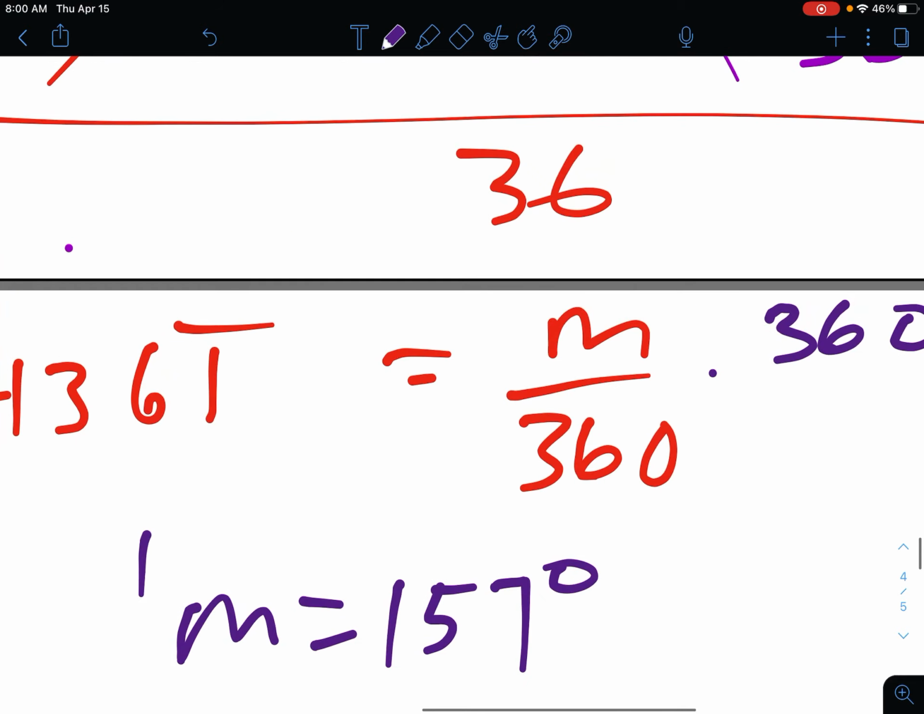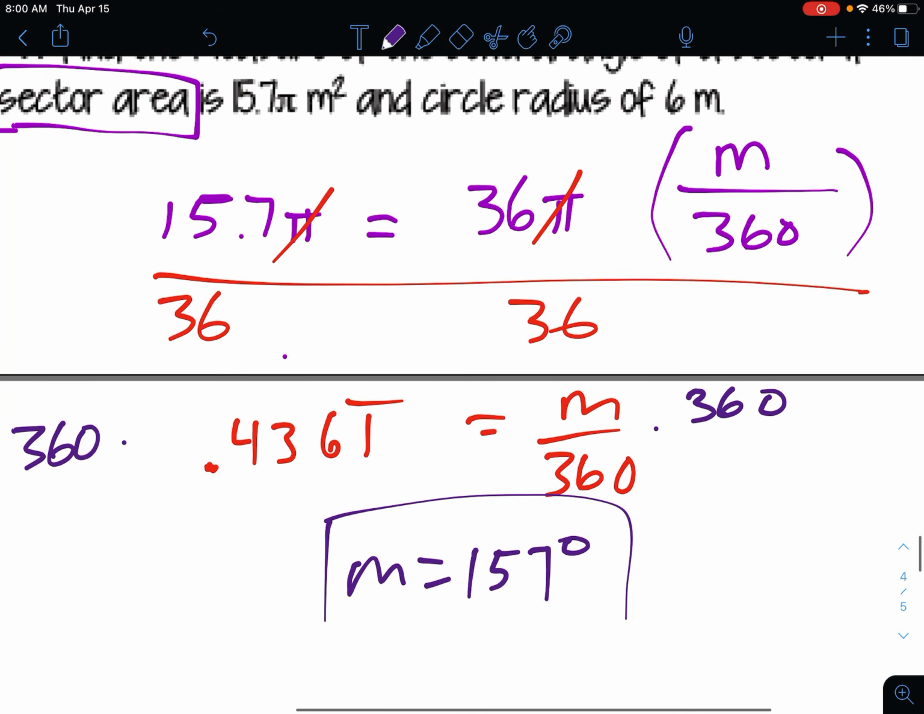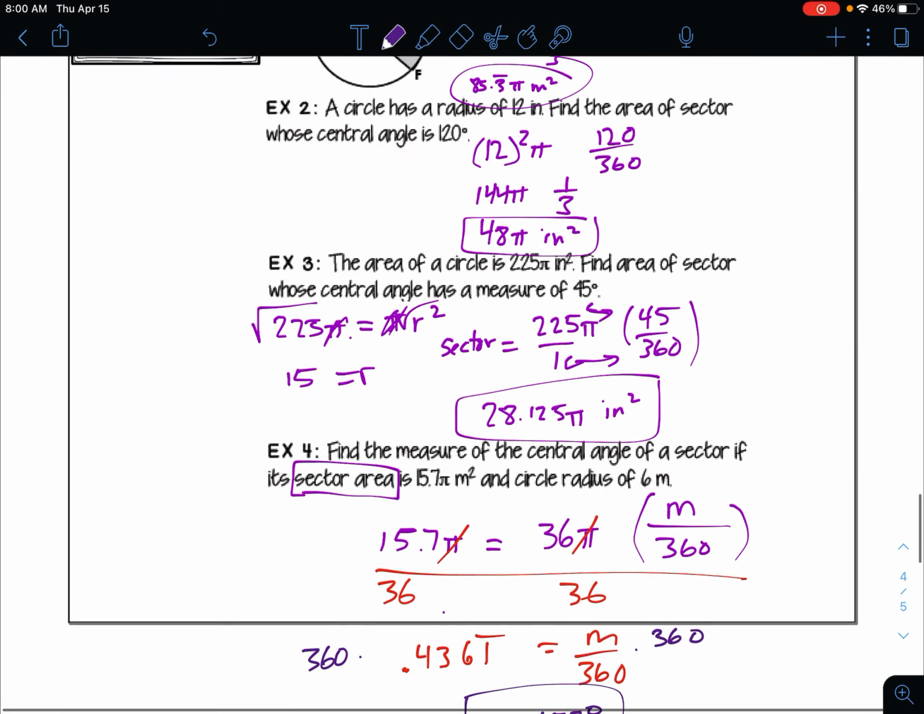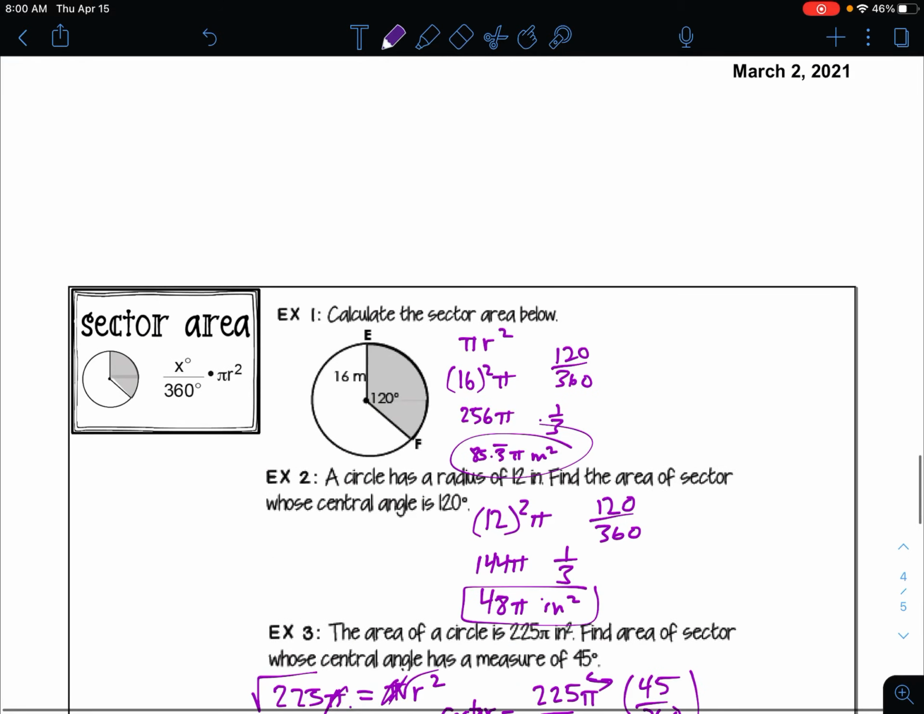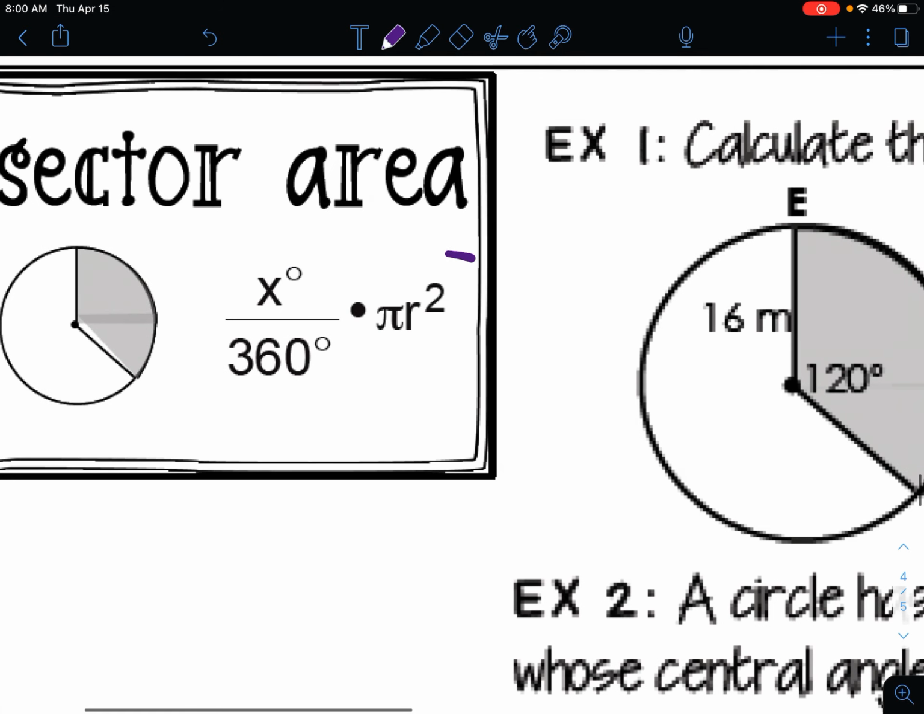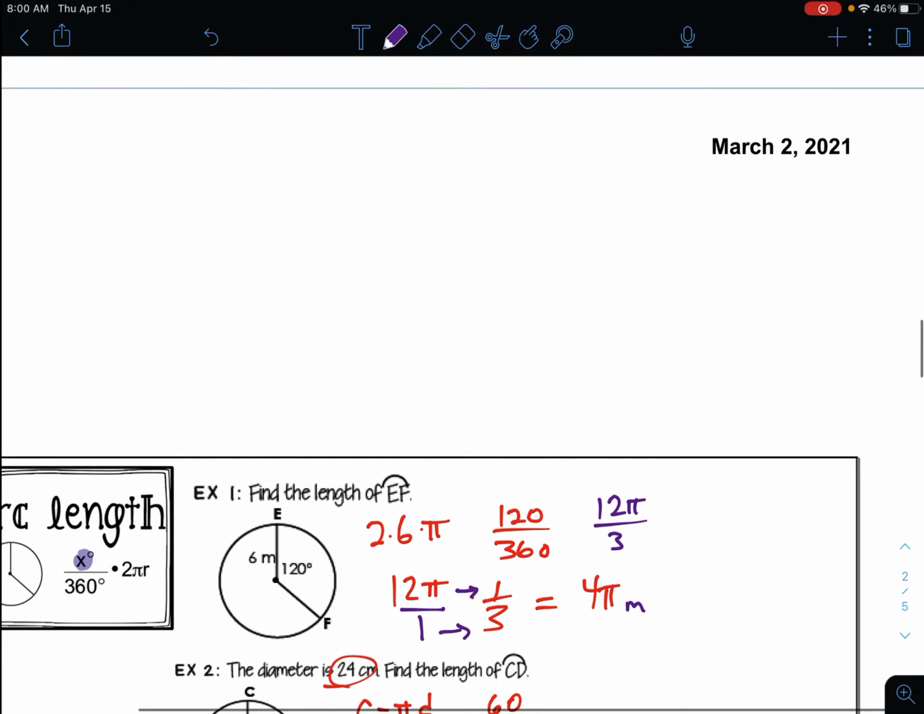All right, so again, when we're doing area of sector, we're thinking area of a circle, we're finding the percentage of that area. If it's arc length, we are finding the percentage of the circumference. All right, good luck.